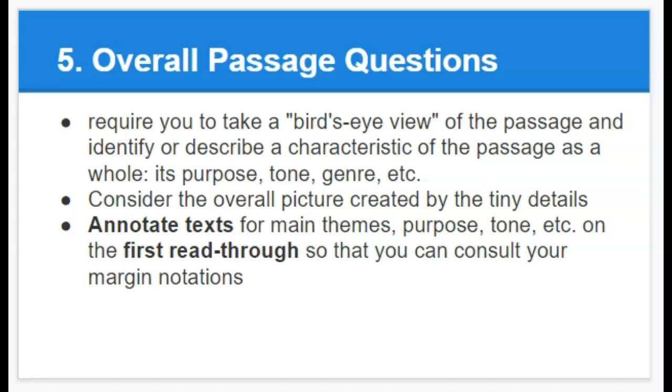The last kind of question that I'm going to talk about today is the overall passage questions. In these types of questions, they are asking you to take a bird's eye view, to look at the totality of the passage, to discuss its purpose, its tone, its genre. So consider the overall picture. What will be helpful is if you have annotated the text as you read it the first time through, then you will not have to reread as much. You can look at your annotations to help you determine what the best answer would be.